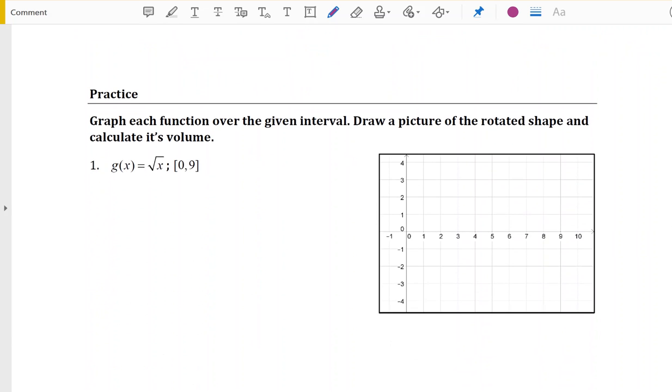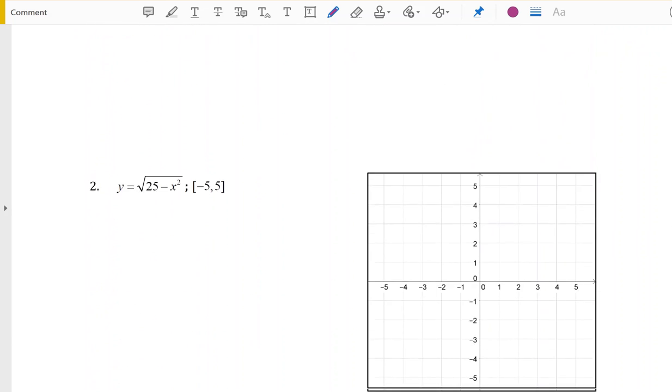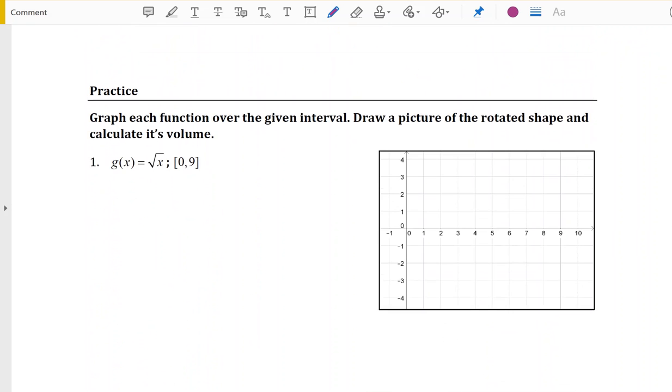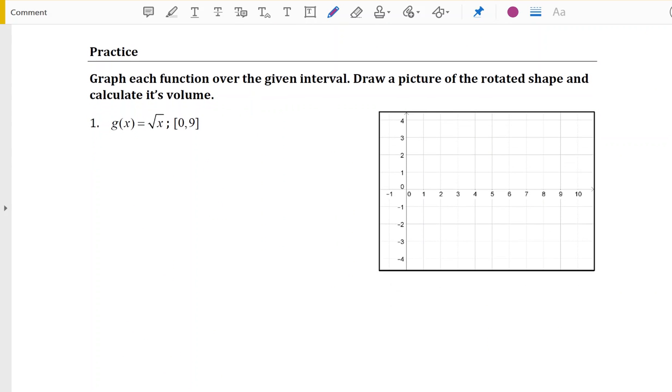So here are two practice problems. I'd like you to try and sketch a picture of these rotated shapes and then use the way we have defined volume of rotations above to see if you can calculate what the volume of the shape that is formed is going to be. We'll talk about these two problems in class next time.